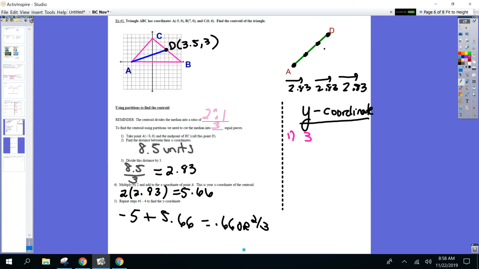3 total units, and you're dividing it up into how many equal pieces again? 3. So I'm going to take that 3 units, divide it by 3 equal parts, and I end up with 1. Again, let me show you on my diagram what that 1 represents. Ready? Up 1. I get to the first point. Up 1 again. I get to the second point. Up 1 for a third and final time. I'm at the end, point D.